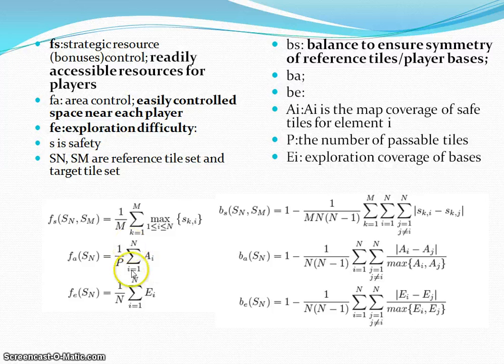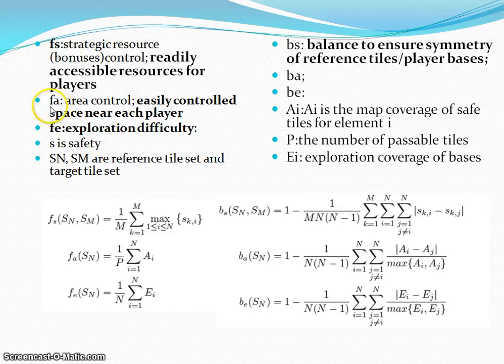Finally, we reached our matrix formulas. The first one is FS, which is the strategic resource control. Let's look at the formula here. It uses the safety measure, and we just discussed the safety measure related to closeness. So the smaller the FS value is, the closer the readily accessible resource is.